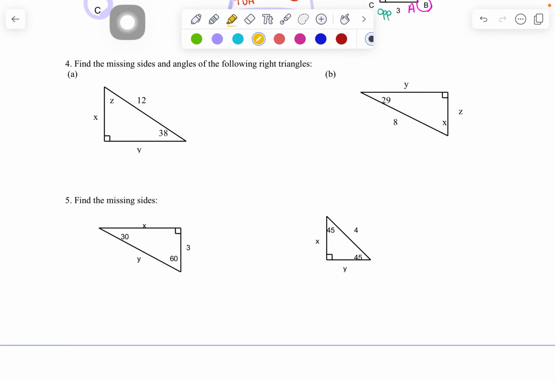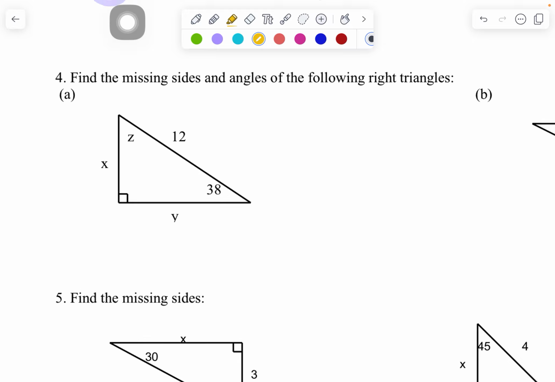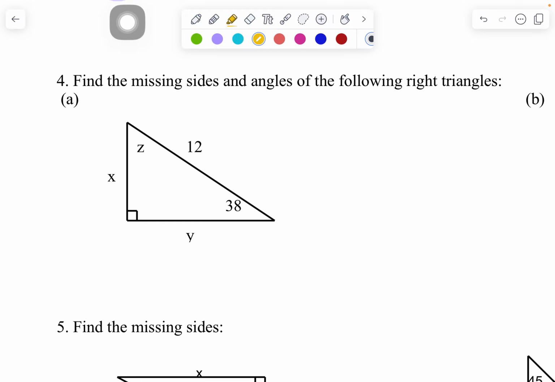All right, this is the second video for Notes 88. We're going to do question number 4 and then question number 5. So question number 4, we're looking for the sides and angles of the following right triangles.